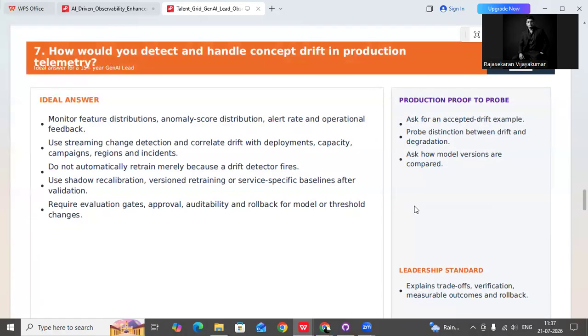This we can also call model drift, right, Devanshu? Yeah, yeah. This concept drift is model drift.